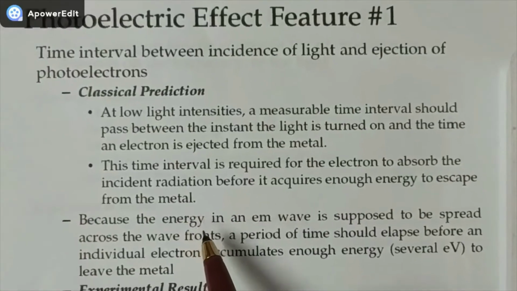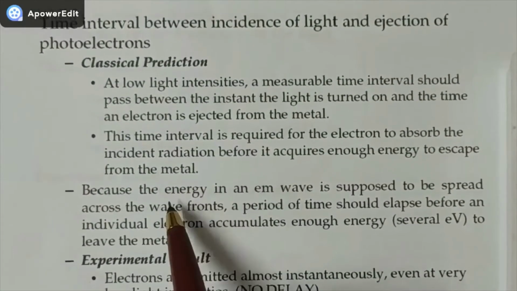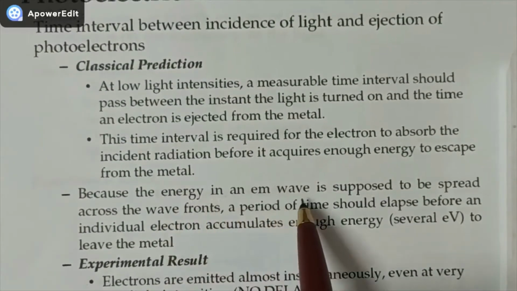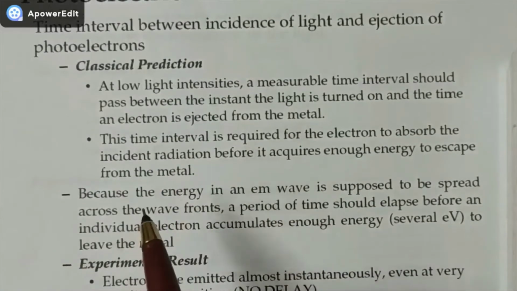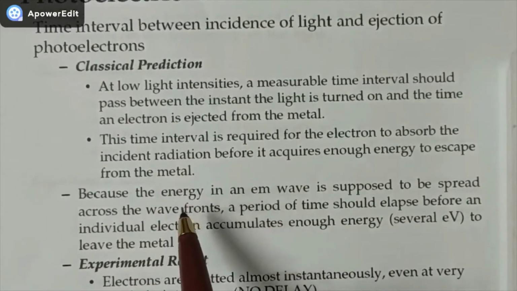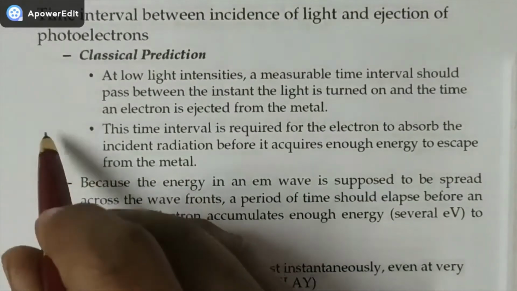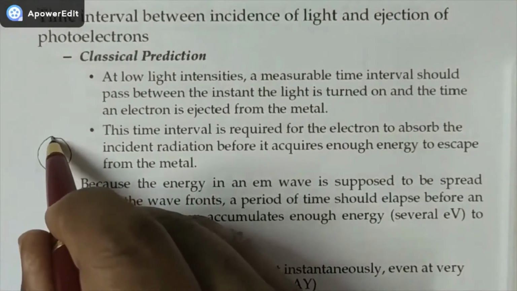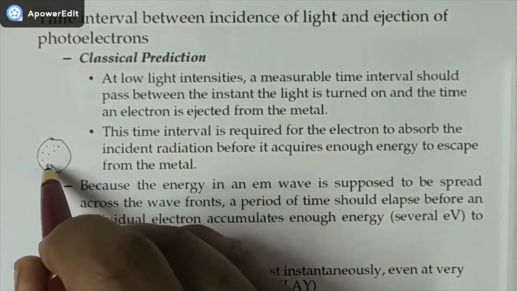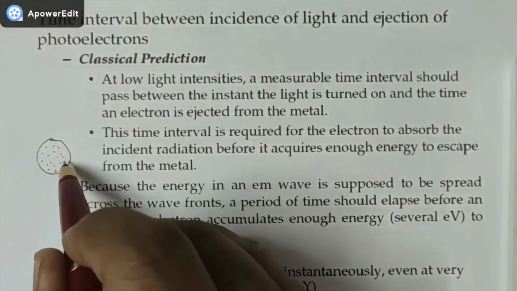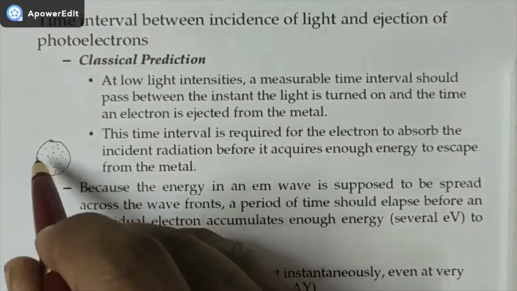And why is that? Because of the energy in an electromagnetic wave, the wave which is falling on the metallic surface has a wave front, and each point on the wave front has an exact amount of energy.